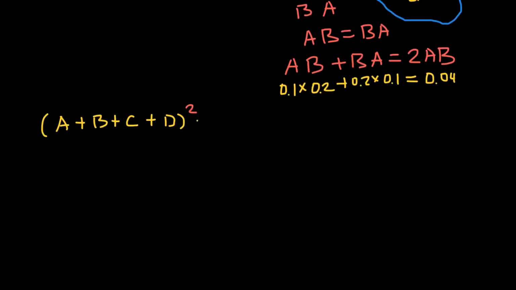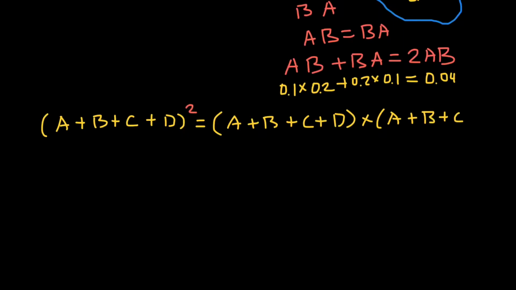We can expand as follows. We can say that this is the same as allele A plus allele B plus allele C plus allele D multiplied by allele A plus allele B plus allele C plus allele D. And this would equal A multiplied by A is going to be A squared. A multiplied by B is going to be AB, so plus AB. A multiplied by C is going to be AC, so plus AC. A multiplied by D is going to be AD, so plus AD.